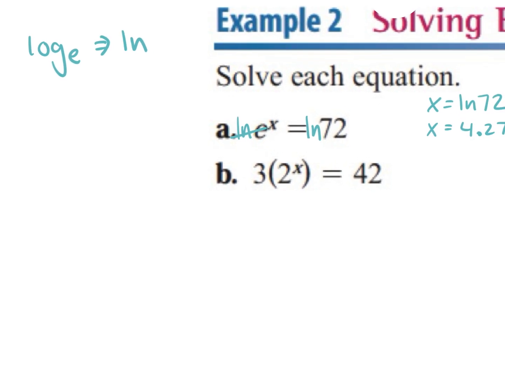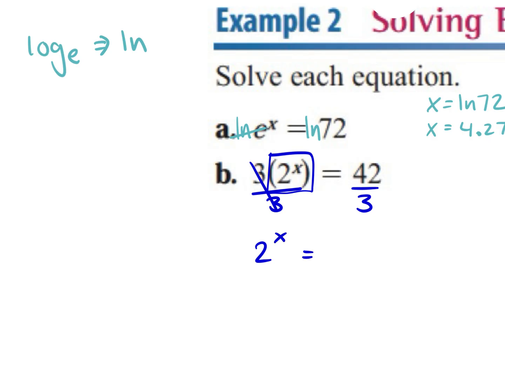All right, next let's look at B. So when we're solving with exponents, we need to get the base with the exponent all by itself first. So I need to get this part all by itself first. So what do you think I'd need to do first? Divide by 3. So since 3 is being multiplied, we got to divide to move it to the other side. So we have 2 to the power of x equals, what's 42 divided by 3?